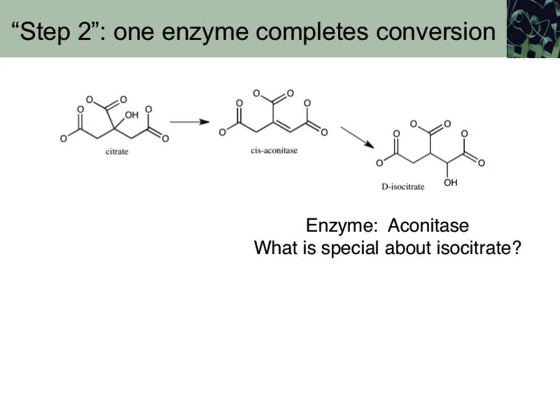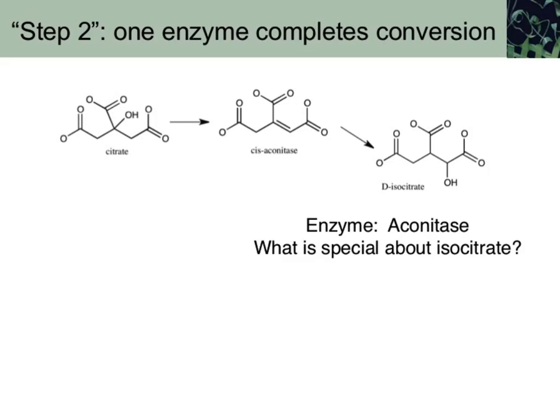So, next one. Right, the enzyme aconitase. Let's take a look at the difference between citrate and D-isocitrate. I just moved an alcohol group. So they are technically isomers. Okay?